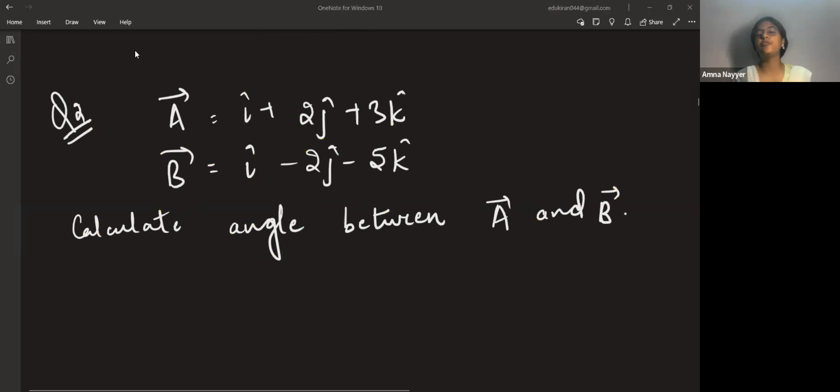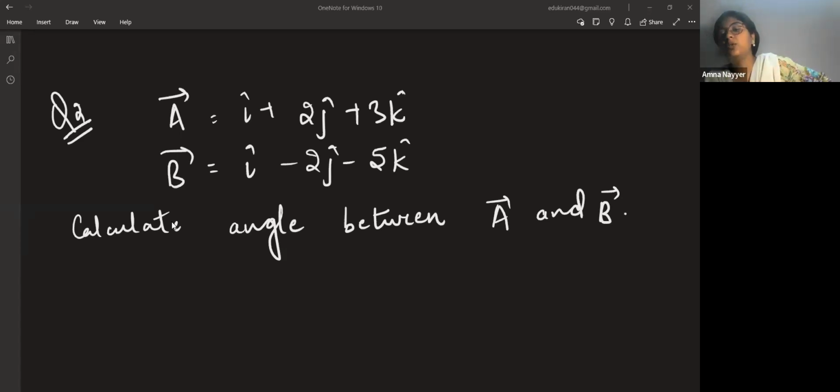This type of question also comes when you have to find out the angle. Now, how will you find the angle? See, if you take any other method, like if you add both the vectors, there won't be any existence of angle between the two. When you're subtracting them, still no angle is present between the two.